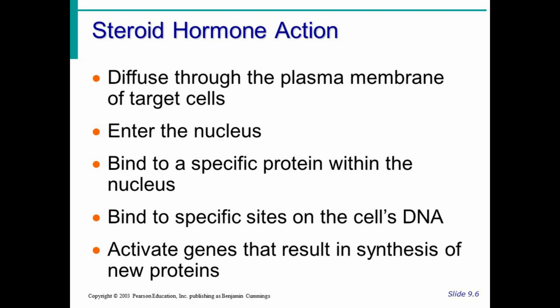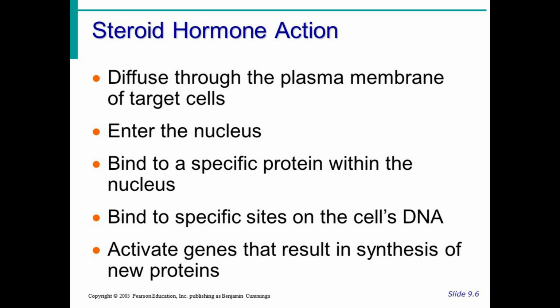So, what is the action of the steroid hormone to our target cell? First, it will diffuse through the plasma membrane. Our plasma membrane, as we all know, consists of nonpolar tails and polar heads. So, it can diffuse through our plasma membrane.